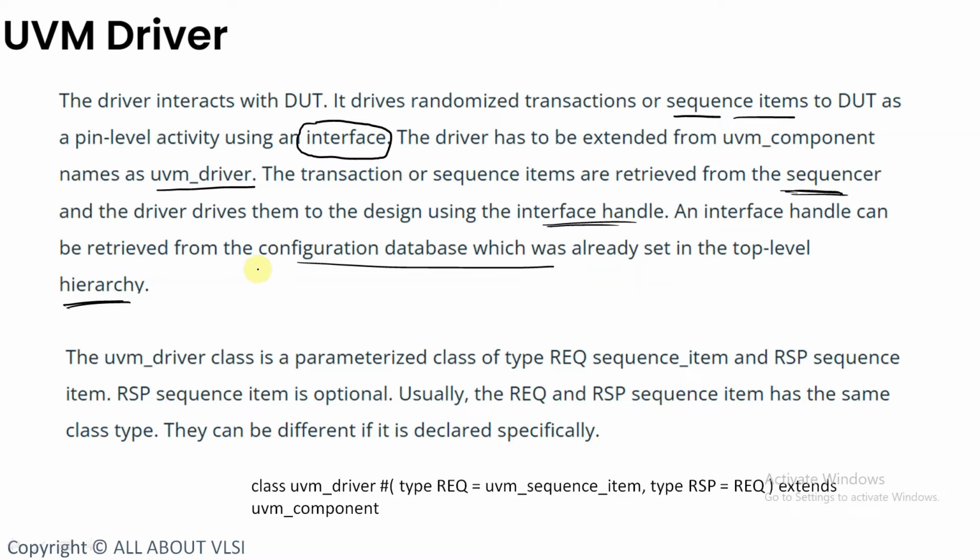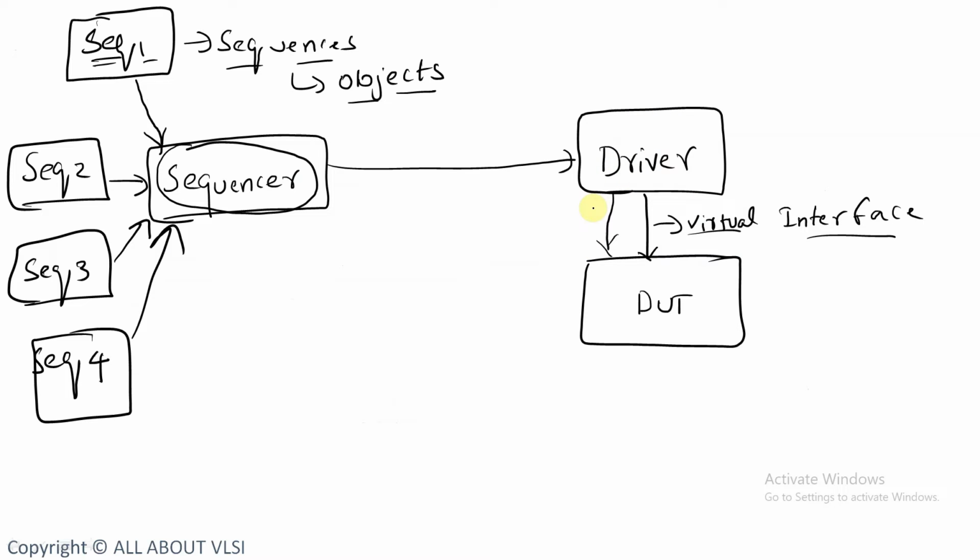Now this interface handle can be retrieved from the configuration database, which was already set in the top level hierarchy. How the driver gets the interface instance, we have studied in our previous lectures when we covered the configuration database. Using the configuration database, the top is going to set the interface instance and send it to the driver, and the driver is going to utilize it. In SystemVerilog, if you remember, we were getting the interface instance to the driver via the top using the new method. But here we are not going to use the new method; we are going to use the configuration database for getting the interface instance.